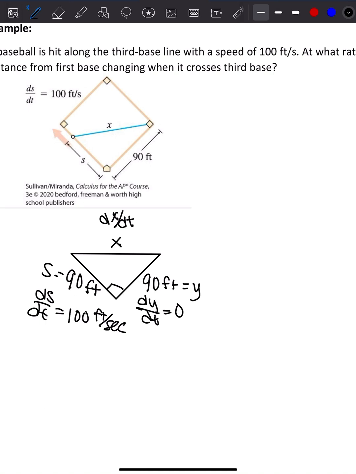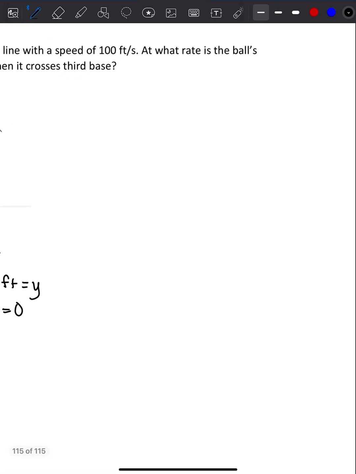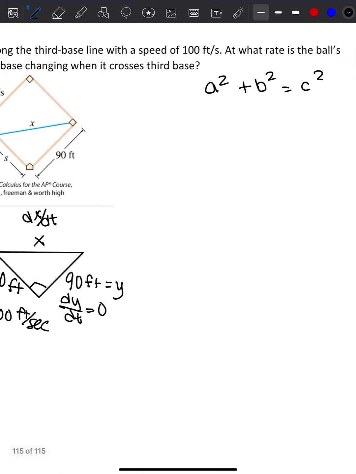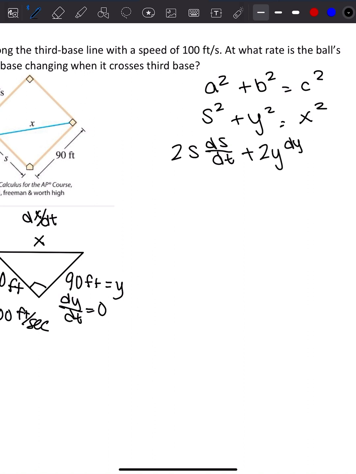So we have a right triangle, so we need to use Pythagorean theorem. So we have a squared plus b squared equals c squared. I'm going to change it so it matches up the variables we have. Our two sides are s and y, and it's equal to x squared. If we were to take the derivative, we have 2s ds over dt plus 2y dy over dt equals 2x dx over dt.